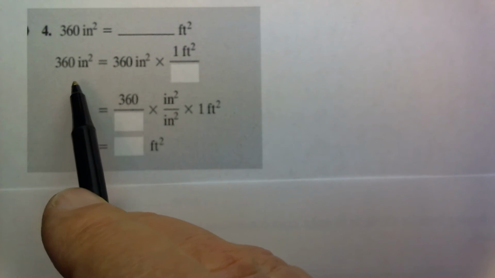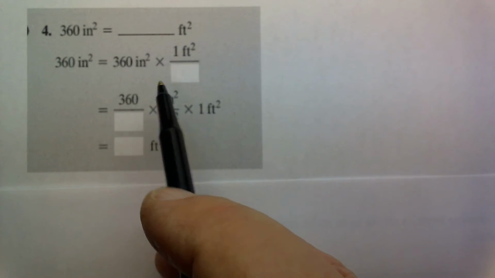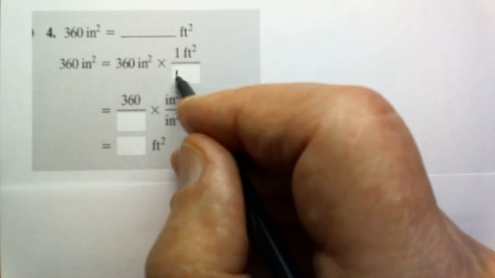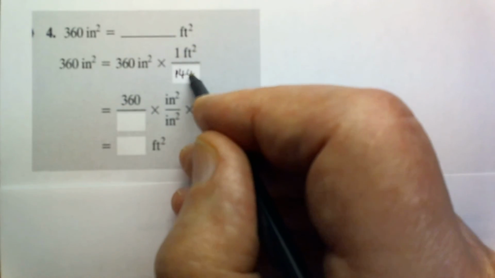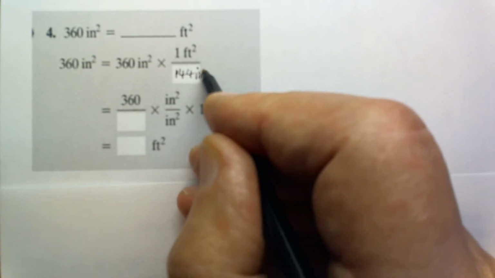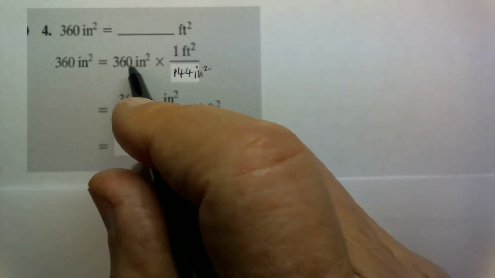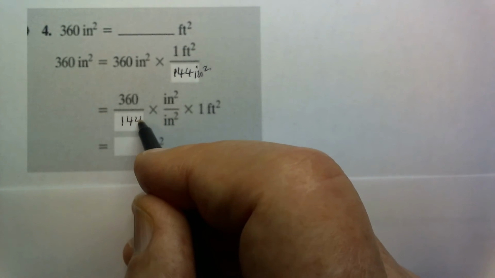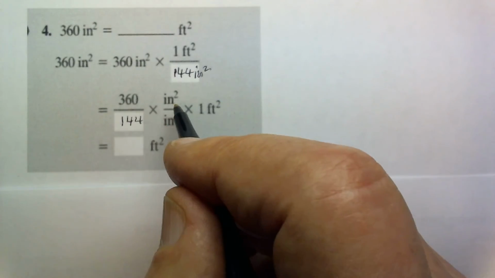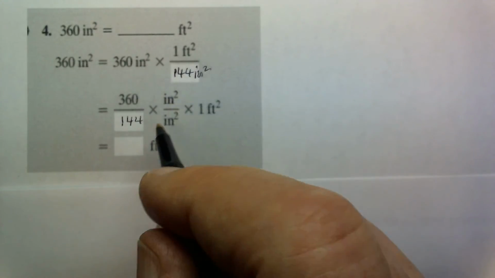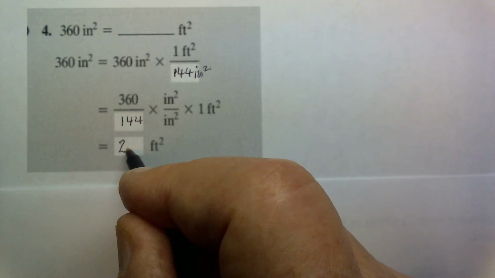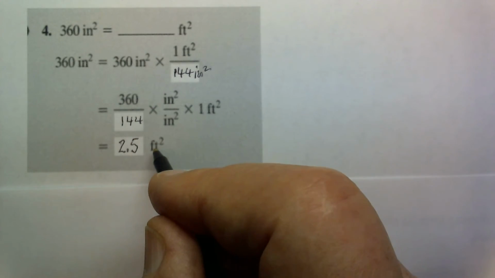In the next exercise, we are converting square inches into square feet. So 360 square inches is equal to 360 square inches times 1 square foot, and that has 144 square inches. So in other words, now we have 360 divided by 144, square inches divided by square inches, and then 1 square foot. And 360 divided by 144 is equal to 2.5. So the answer is 2.5 square feet.